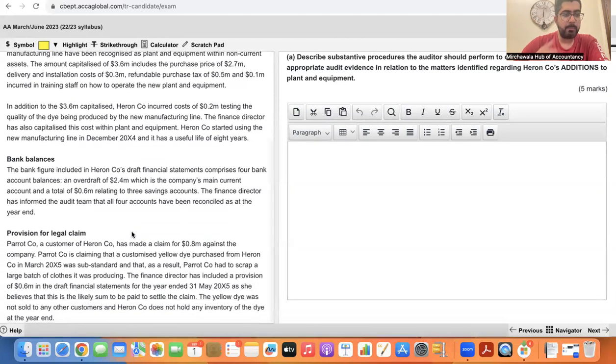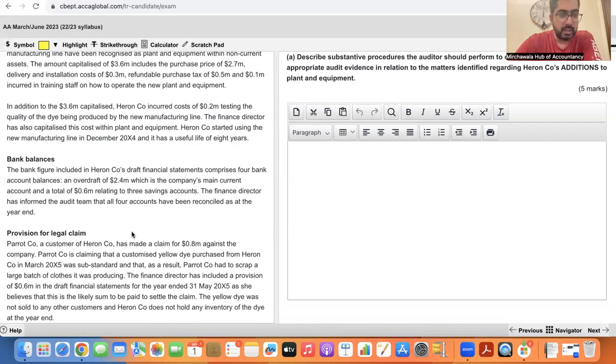Bank balance. The bank figure included in Heron's financial statements comprises 4 bank account balances: an overdraft of 2.4 million, which is the company's main current account, and 0.6 million relating to 3 savings accounts. The finance director has informed the audit team that all 4 accounts have been reconciled as at year end. So the bank figure in the draft statements comprises 4 account balances, and reconciliation has been done.